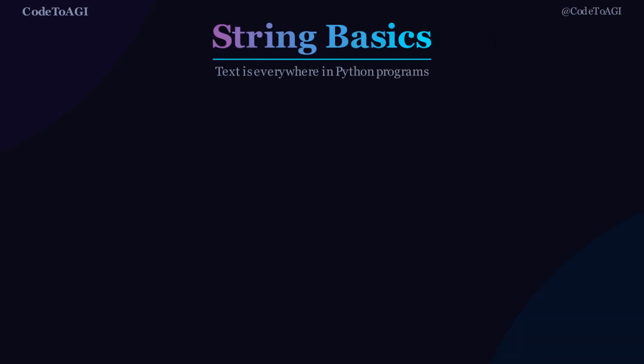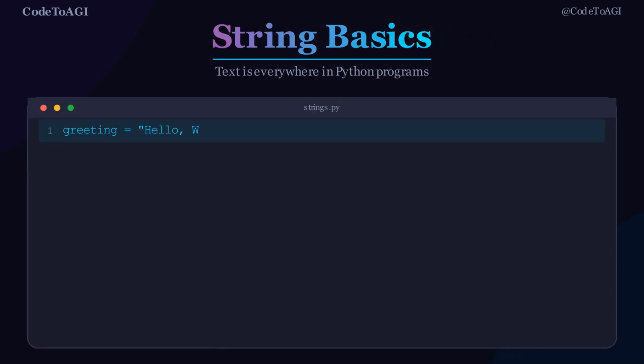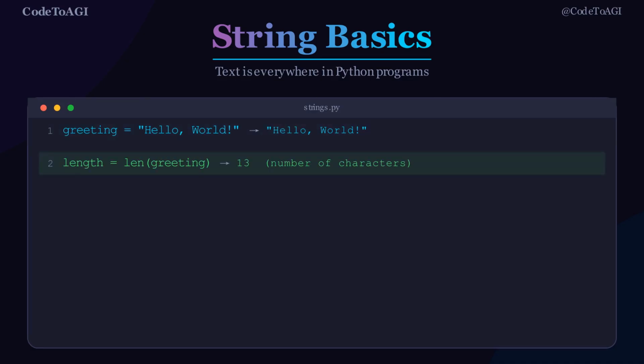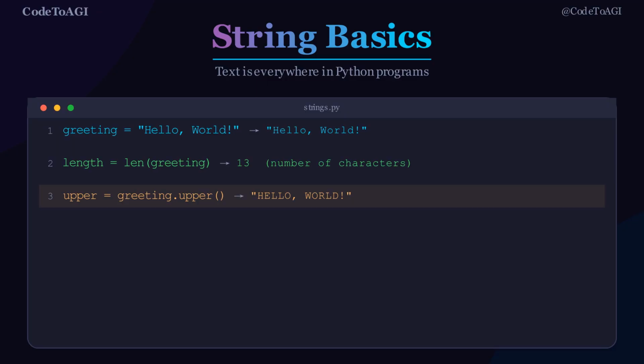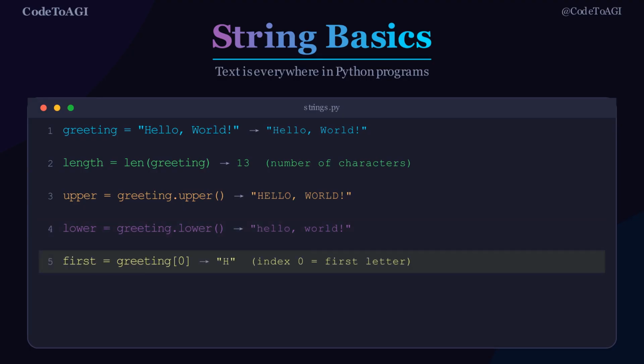Now, let us talk about strings. Strings are text values in Python. Anything in quotes is a string. Python gives you powerful built-in tools to work with strings. First, len. Len of greeting gives you 13 because hello world has 13 characters, including the comma and space. Second, upper. Greeting.upper converts every letter to uppercase. Hello world in all capitals.